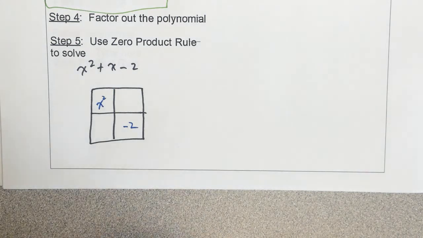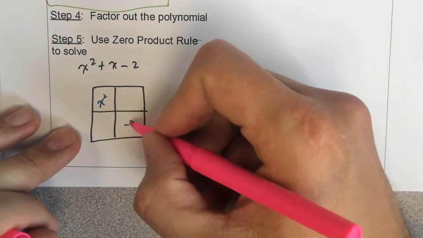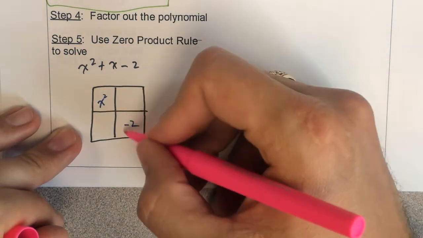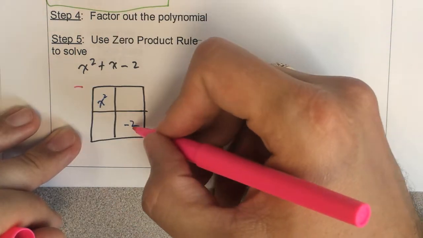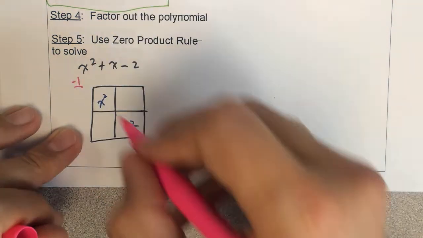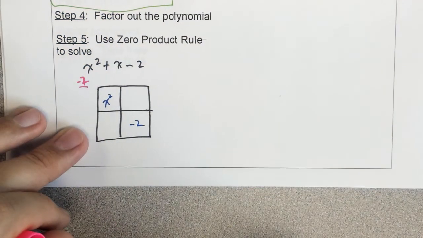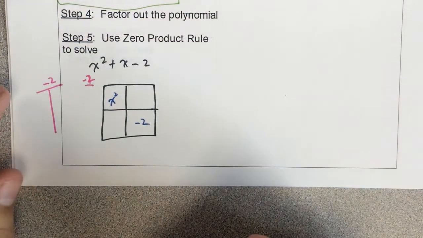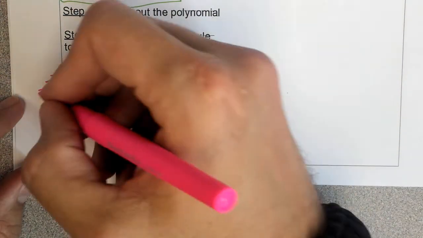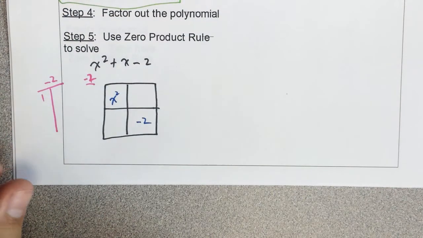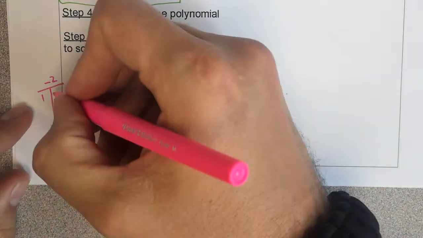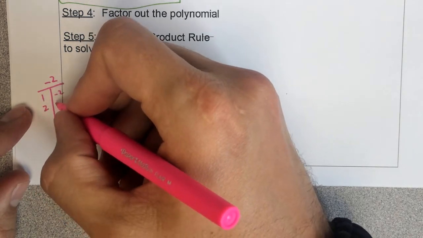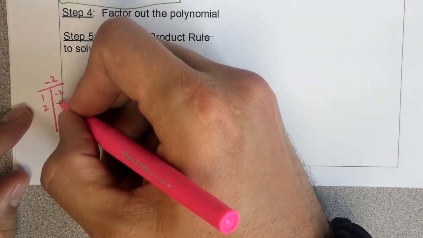To do the peanut terms, what I like to do is take my number down here and my number up here, my coefficient for this term and my constant, multiply them. -2 times 1 is -2. I'm going to take that -2 and I'm going to factor -2. I always start with 1. 1 times -2. 2 times -1.